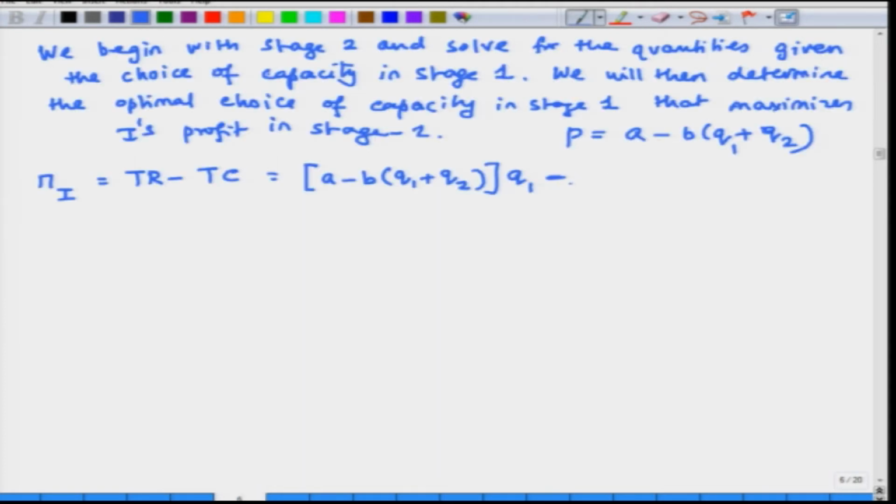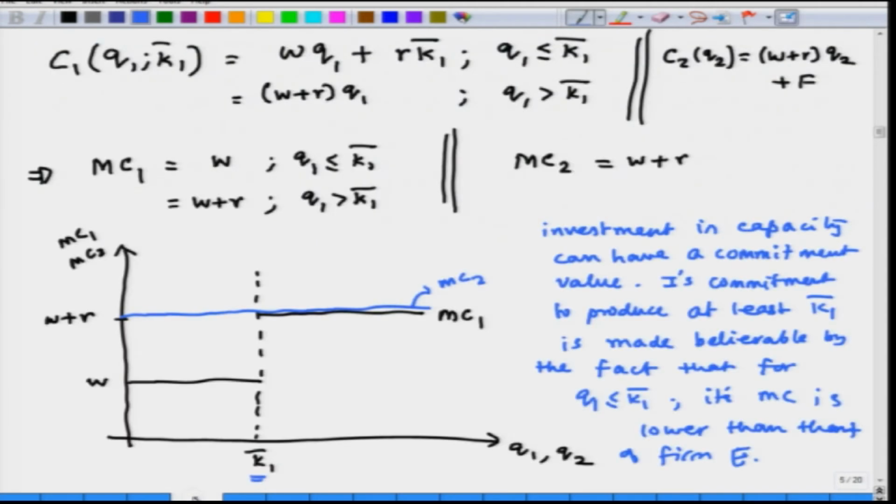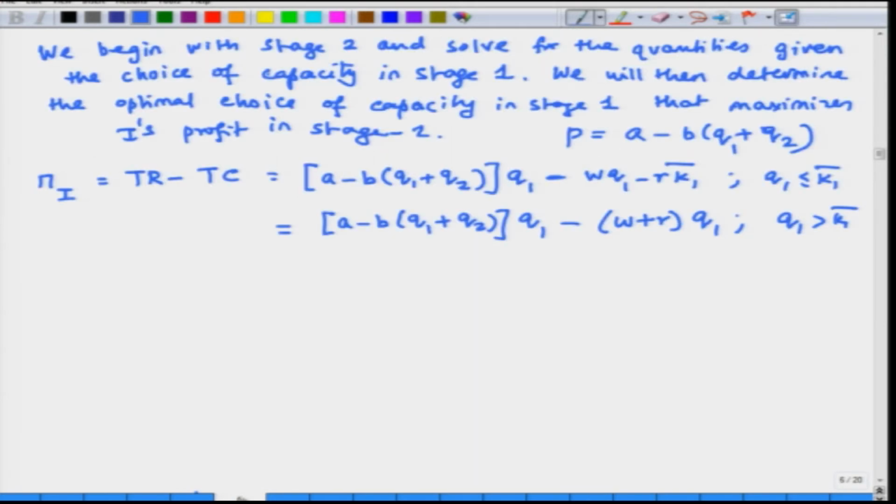So, the total cost is either W Q1 minus R K1 bar for Q1 less than or equal to K1 bar, or the profit is going to be (A minus B times Q1 plus Q2) times Q1 minus (W plus R) times Q1 when Q1 is greater than K1 bar, because notice that is what the cost is when the output is greater than K1 bar.